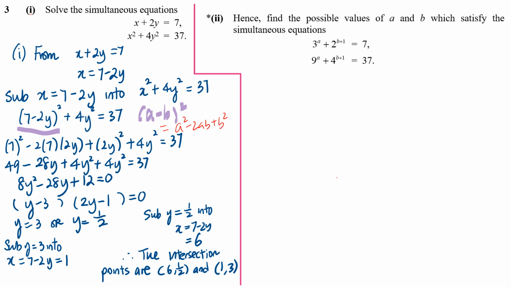That's part 1. So for part 2, hence find the possible values of a and b. This one you have to do a little bit of comparison. But before we do that, let's rewrite these equations. From part 1, you have this simultaneous equation here. We will rewrite 4y squared as (2y) to the power of 2, because 2y times 2y will give you 4y squared. Why do we want to do that? Let's look at the second part.